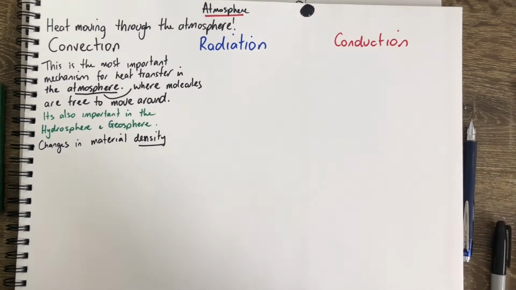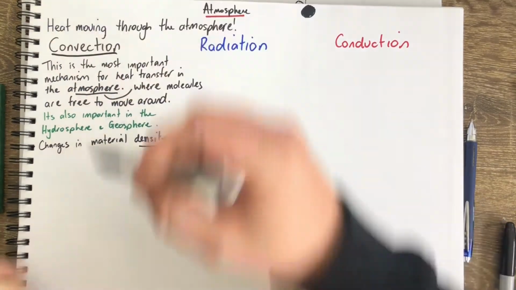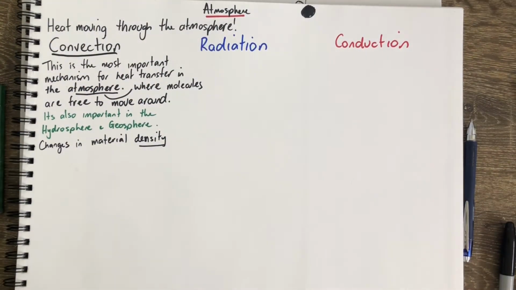And really, it's all about free-moving molecules. So molecules and particles are free to move around in the atmosphere, just as they are free to move around in the hydrosphere and the geosphere as well. So this method of heat transfer is really important in those as well. And we think about the geosphere, and we think about plate tectonic movement and the movement of magma within the mantle or the asthenosphere. And then we also think about movement of water in the hydrosphere as well.